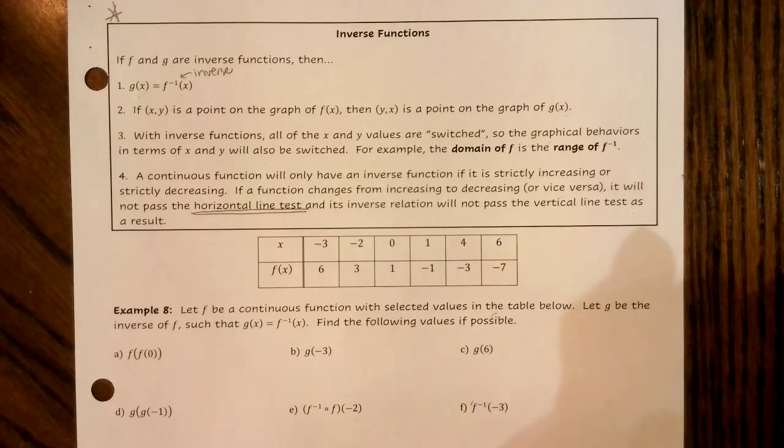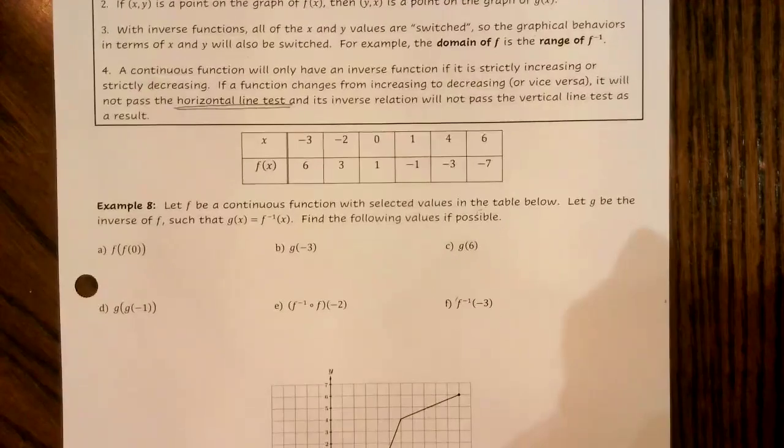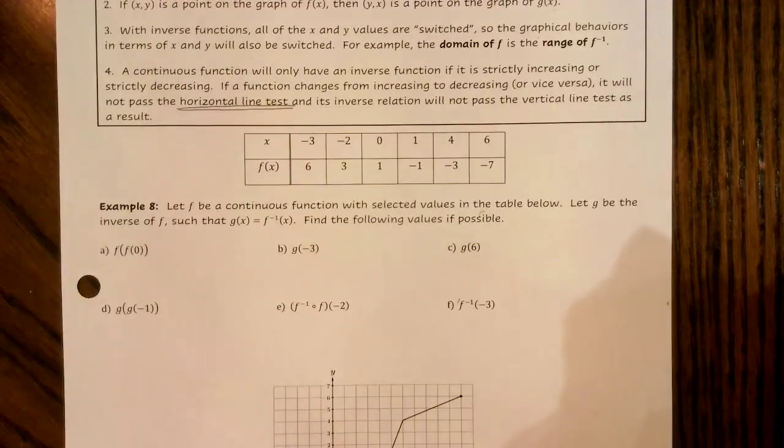All right, so here is some examples on example 8. Let f be a continuous function with the selected values in the table below. Let g be the inverse of f, such that g of x is equal to f inverse of x. Find the following values if possible.